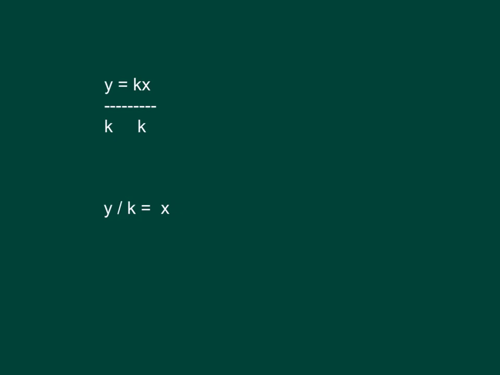To transform the equation y equals kx into terms for x, I would divide both sides by the constant k, and I would get y divided by k equals x. If I wanted to actually put the x first, then I could write x equals y divided by k.